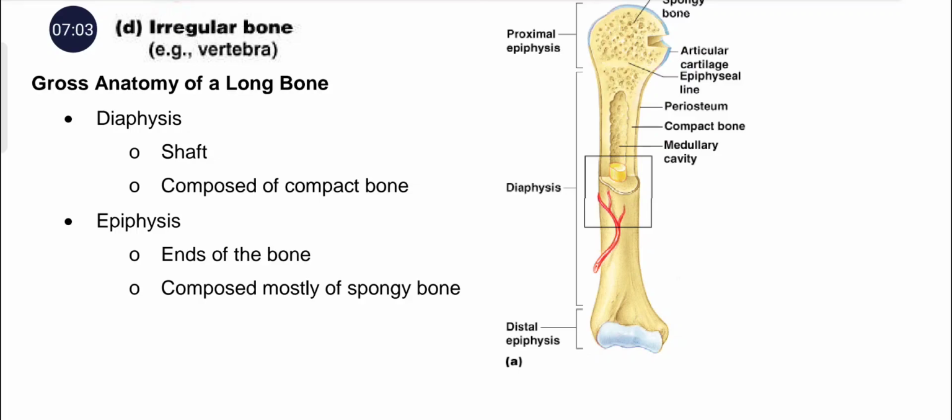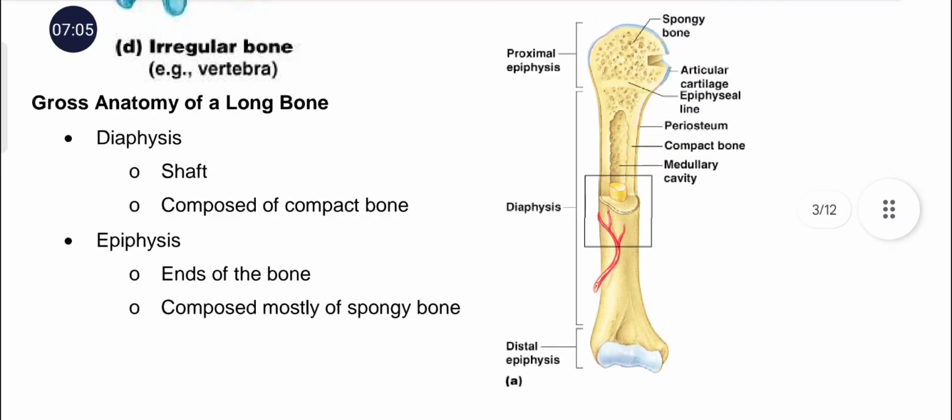So in the diagram you can see that diaphysis means the body or shaft of the long bones, while the two ends, that is the proximal epiphysis and distal epiphysis, are the two ends of the bone. The diaphysis consists of the compact bone while the epiphysis consists of the spongy bone.